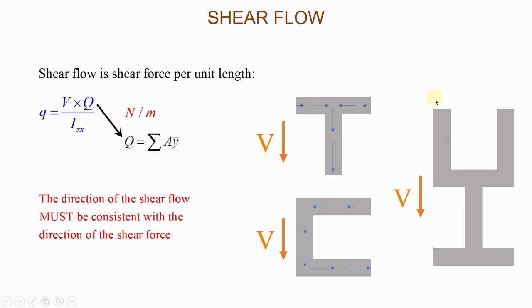So if it is flowing from here and from here, of course, if it must be consistent with the direction of the shear force, then the shear flow must be going down. Even here, it must go down, okay? So this is what you will have. It's going down on that side like that. And on the other side also, it will have to go down like this.